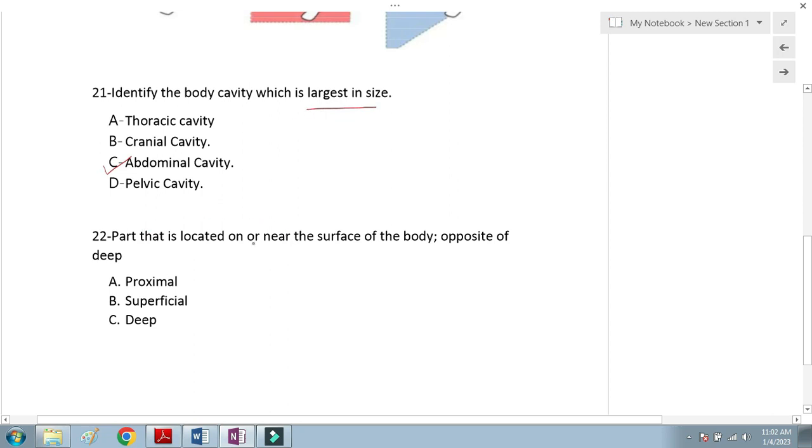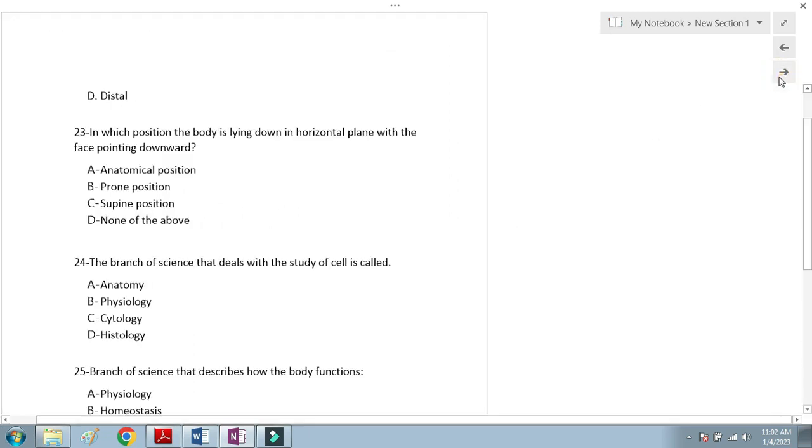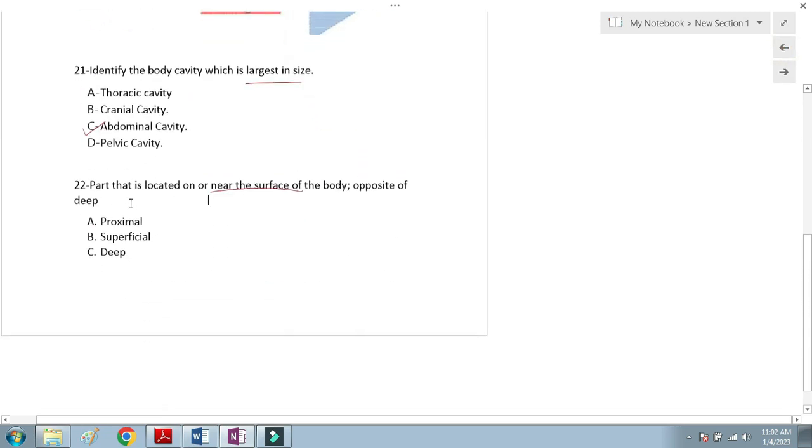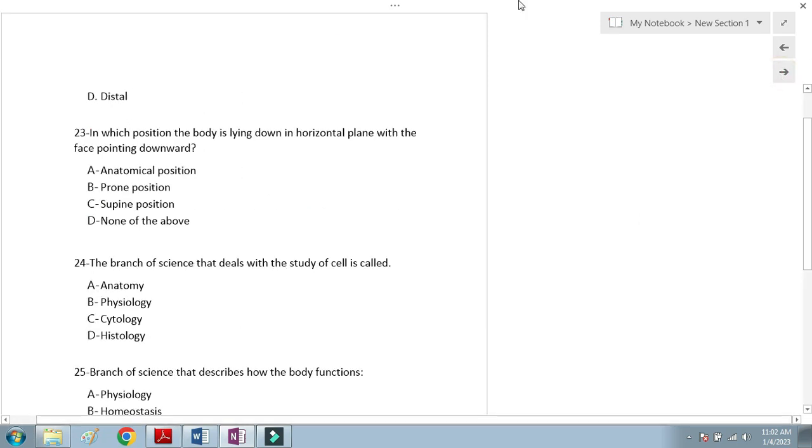Question number 22. The part that is located on or near the surface of the body, or the opposite of deep. Option A proximal, option B superficial, option C deep, and option D distal. What is the opposite of deep, or what is the part that is located near the surface of the body? Option B is the correct answer, that is superficial. Now we are moving to the next question.